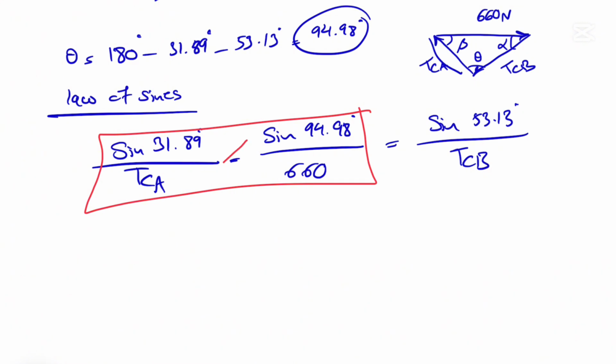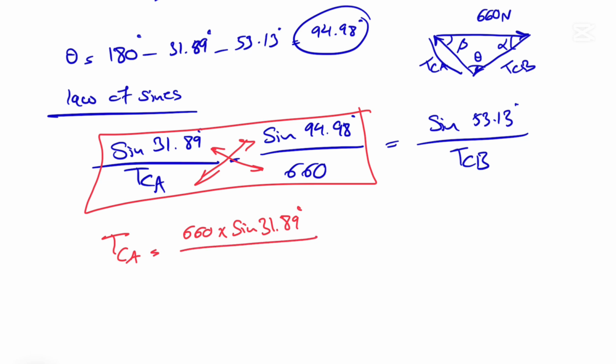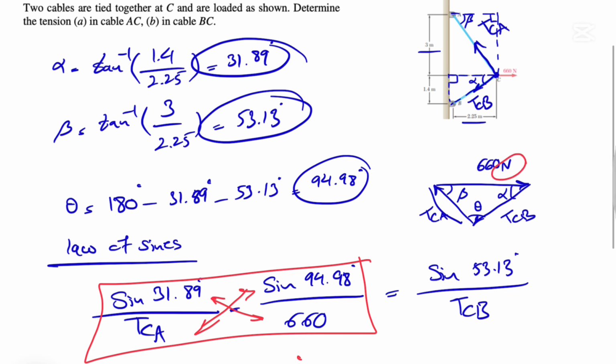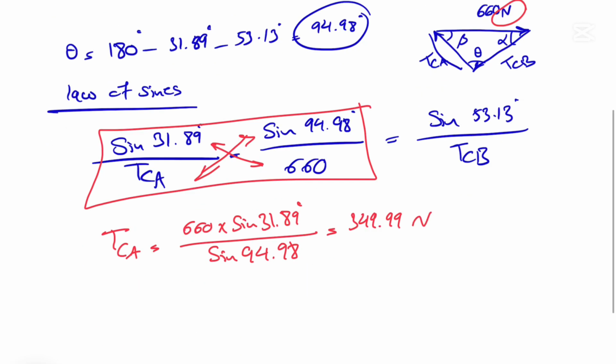Let's start with this one. We're going to cross multiply. So TCA in here would be 660 times sine of 31.89 divided by sine of 94.98. Let's calculate this. So TCA would be 349.99. And if you look at all the units, we'll see that all the forces are in newtons. So that would be newtons.